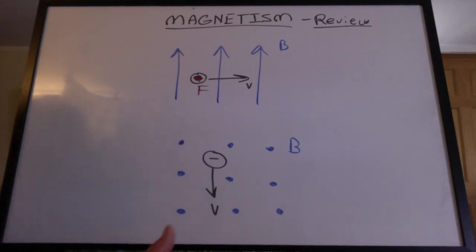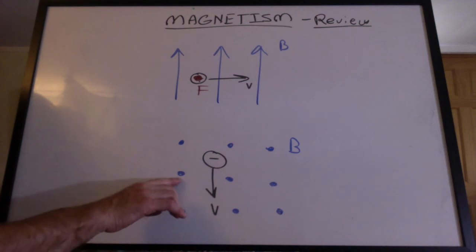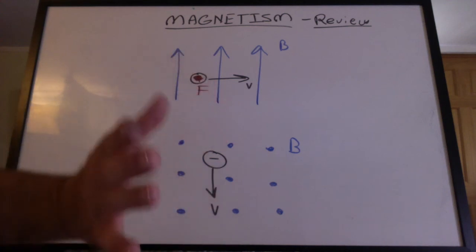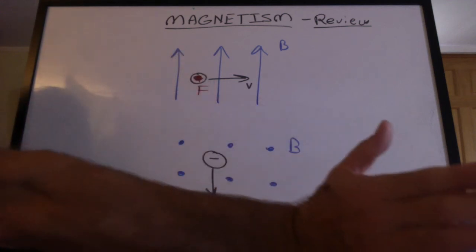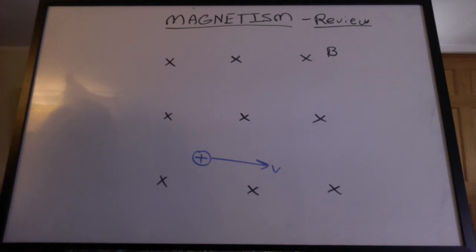Positive motion is up. So my thumb goes up and my fingers have to go out of the board. And my palm pushes the particle to the right. The magnetic force is to the right. Now you might notice that everything is at a right angle, and that's the way it works. Let's do this one, and then we'll trace the path.